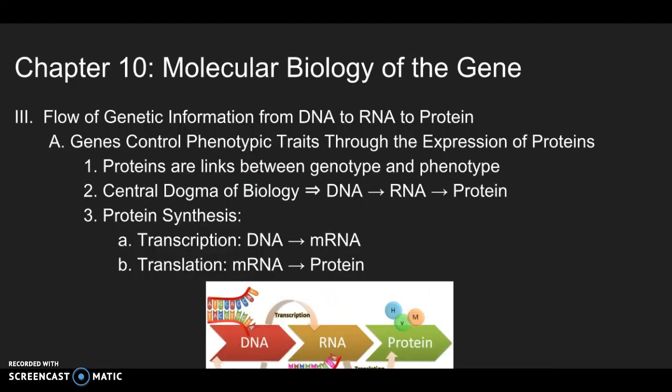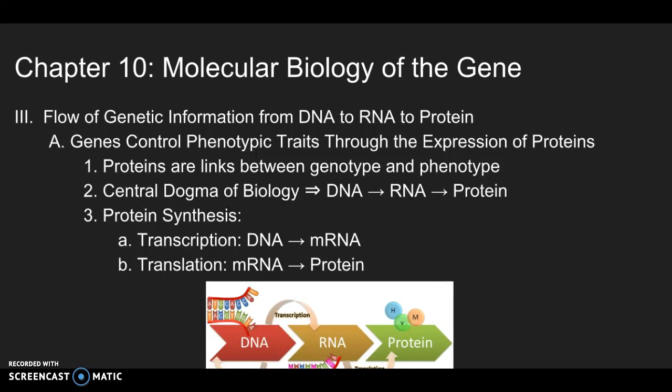So now we're going to talk about the flow of genetic information from DNA to RNA to protein. The thing you should always remember through all your biology classes is the central dogma of biology. Basically, DNA goes to RNA, which will eventually be the one that makes the protein. DNA exists in the nucleus and mRNA, or messenger RNA, is formed. The messenger RNA is ultimately what's going to be sent over to the ribosome so that a protein can be synthesized.